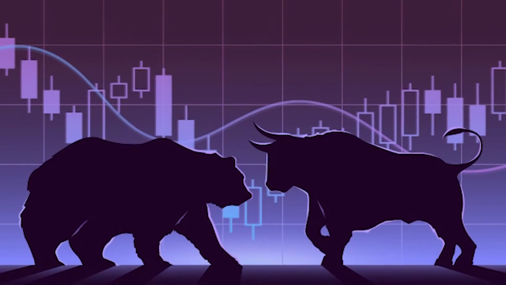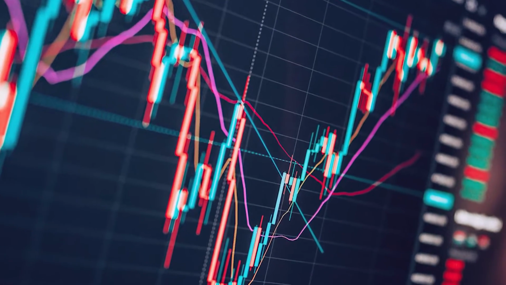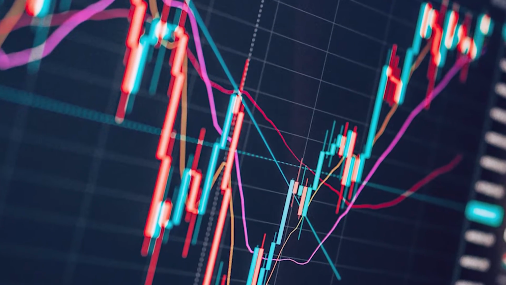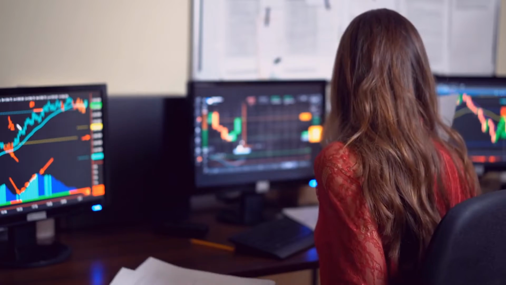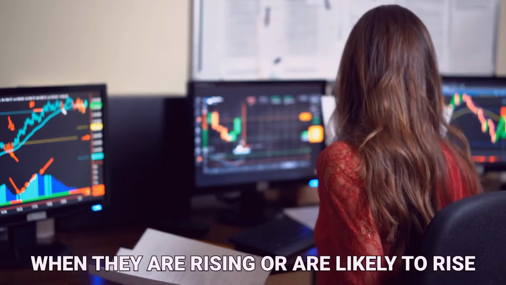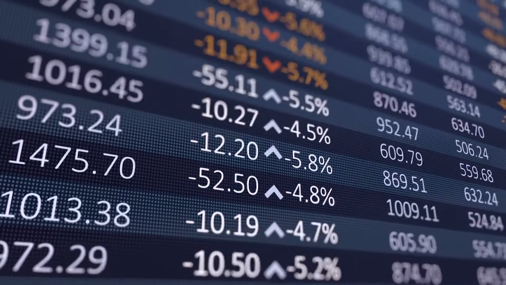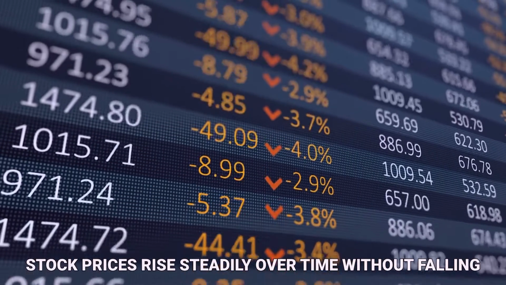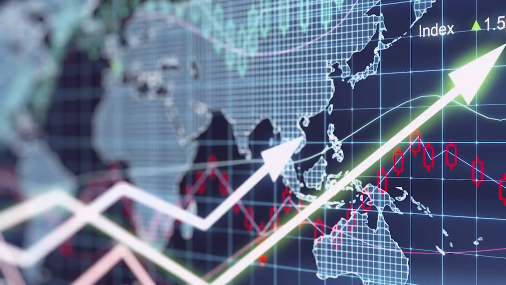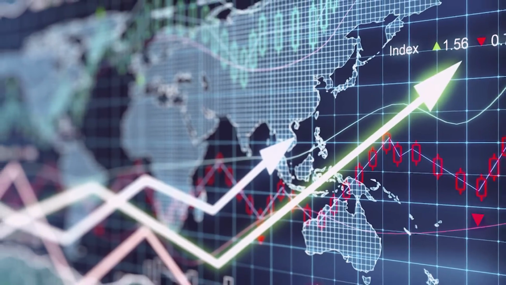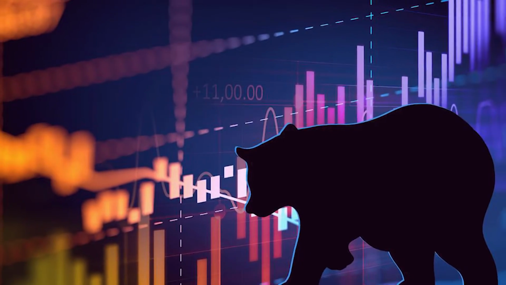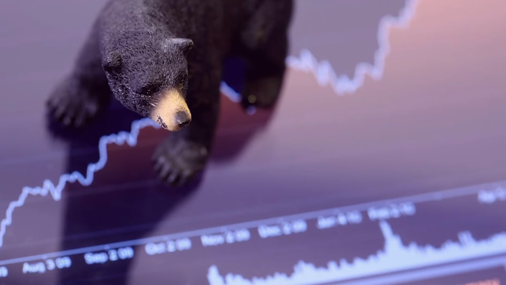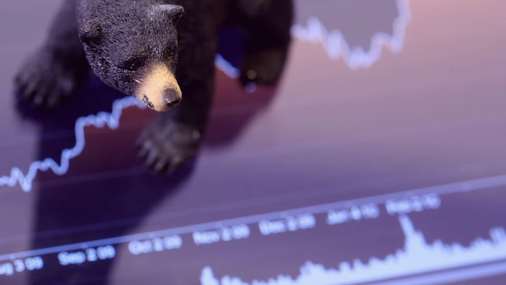The term bear market or bull market refers to a series of consecutive upward or downward price movements observed over the long term. Stock markets are considered to be in a bull market when they're rising or are likely to rise. A bull market is one in which stock prices rise steadily over time without falling by more than 20% from their prior 52-week high. Bear markets are also used to describe a market environment in which prices are likely to decline or have already fallen by at least 20% from their peak.